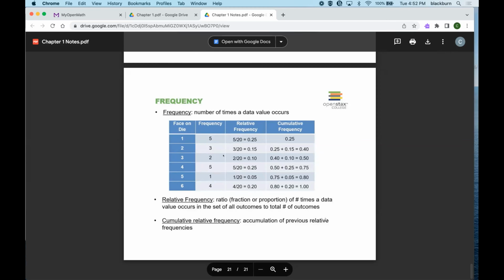So qualitative is a category. Like for instance, the type of car you drive. Do you drive an SUV? Do you drive a pickup? You drive a sedan, a hatchback? So that would be qualitative data. It falls into a category.